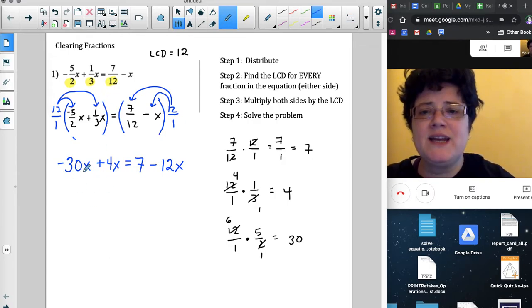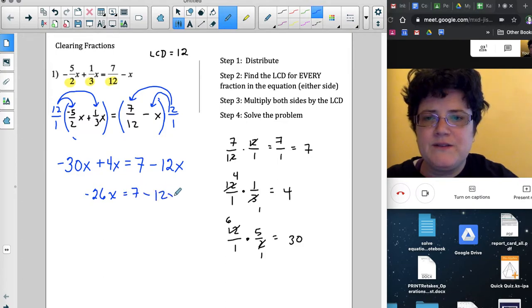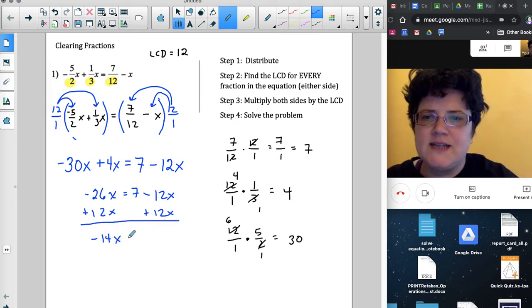So now I can go ahead and just combine my like terms, and negative 30x plus 4x is negative 26x, which is equal to 7 minus 12x. And so now I will move this 12x to the other side. I'll add 12x to both sides, and I'm going to get negative 14x is equal to 7. And so dividing both sides by negative 14, x is equal to negative 1/2. And there is my solution.